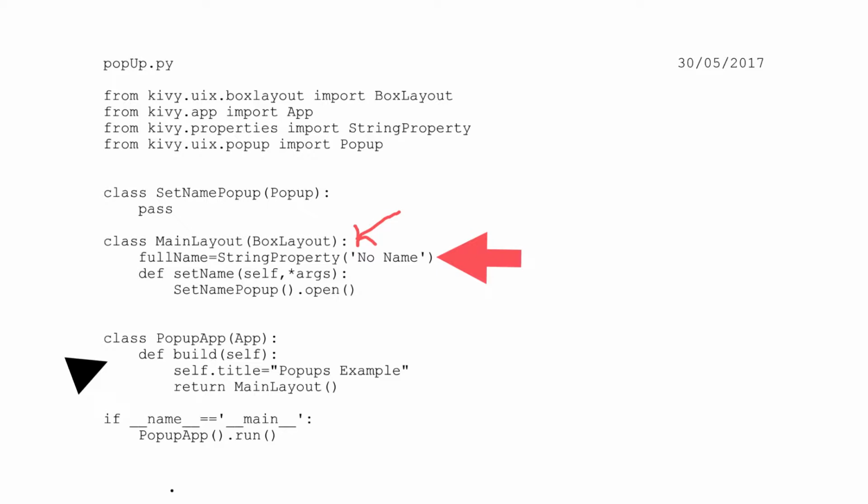Because you see a string property, you presume that that's in the Kivy file, and we'll go find it in a second. And it has one function, setName, and all that function does is it opens a pop-up. Okay, everything else should be fairly self-explanatory.